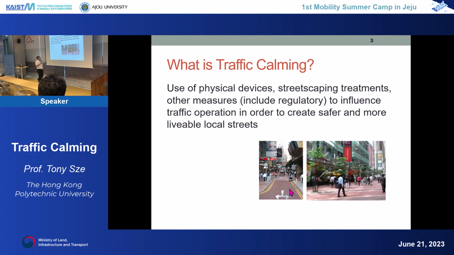And our objective is that we want to make the road safer, especially for pedestrians. Even in some other European countries, nowadays they encourage cycling. So we want to make pedestrians and cyclists safer. This is the basic idea of traffic calming.